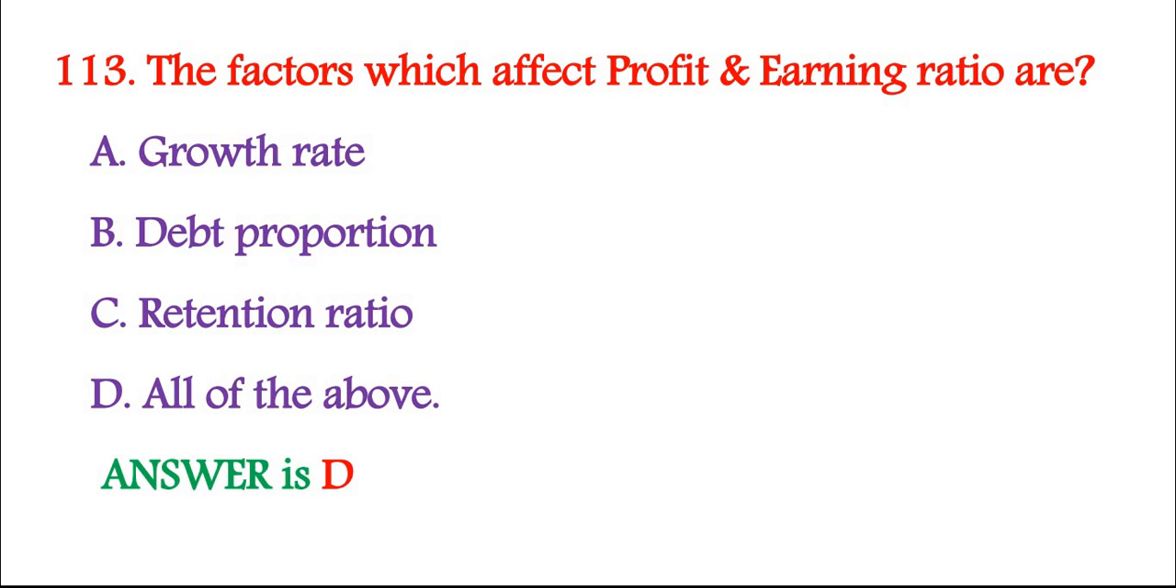113. The factors which affect profit and earning ratio are A. Growth rate. B. Debt proportion. C. Retention ratio. D. All of the above. Answer is D.